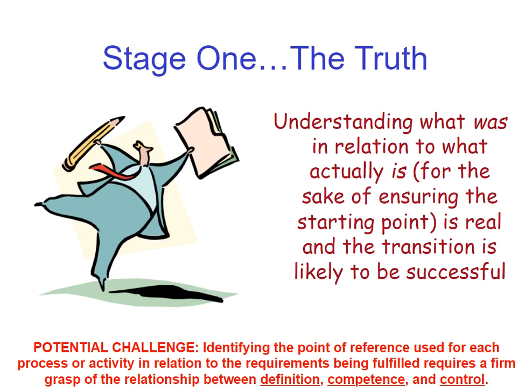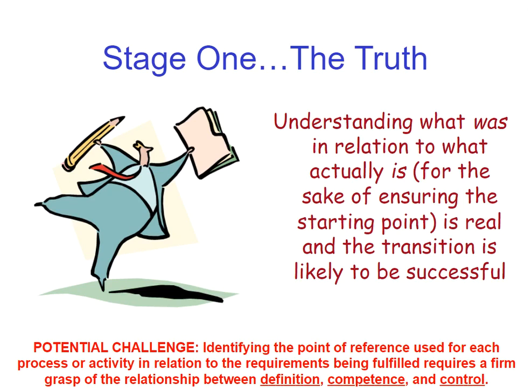So that's why we've identified this potential challenge: identifying the point of reference used for each process or activity in relation to the requirements being fulfilled. And this requires a firm grasp of the relationship between definition, which would be things like procedures, work instructions, checklists, manuals; competence, in other words, what somebody has to be able to do in order to fulfill the requirements, including survive the experience of those requirements; and control. Controls could be inspections or tests. It could be alarms, bells, whistles, things of that sort.